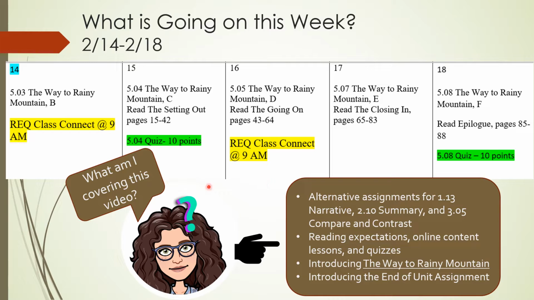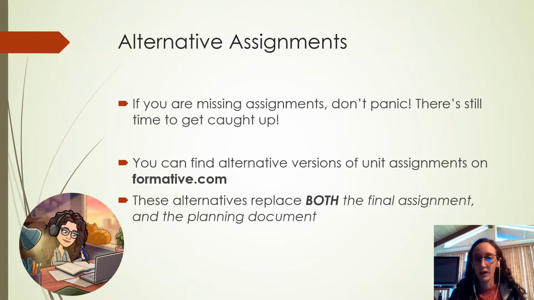So what am I covering in this video? We are going to look at alternative assignments for 1.13 narrative, 2.10 summary, and 3.05 compare and contrast. We're going to talk about reading expectations, online content, lessons, and quizzes for this week. We're going to introduce The Way to Rainy Mountain, and we're going to introduce the end of unit assignment. So that's what we're doing today. Let's get going. All right, let's take a minute to talk about alternative assignments.